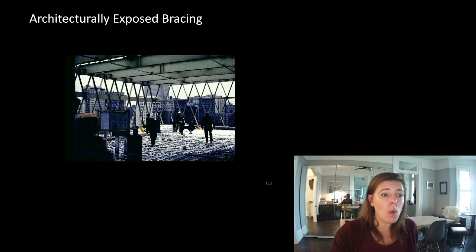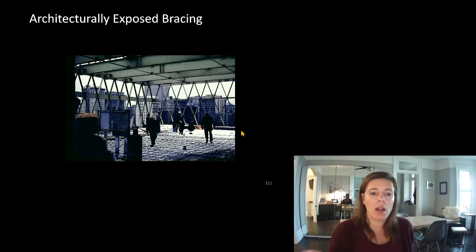You can have one big brace located in one or two spots, or you can have lots of little braces spread out all over the place. And then there's a varying range in between there.